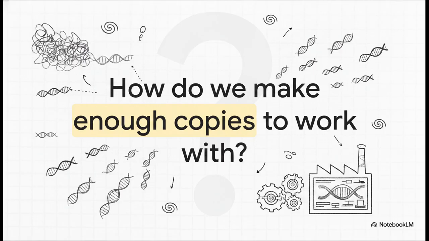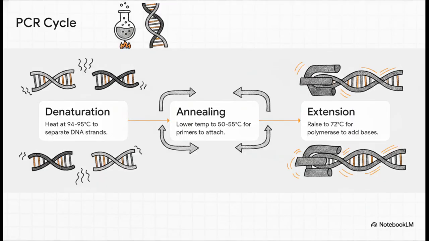So how in the world do we manufacture enough of this blueprint to actually build our factory? Enter the biological photocopier, PCR, or polymerase chain reaction. It's basically an incredibly precise cycle of temperature changes. First, denaturation hits around 95 degrees Celsius, melting the double-stranded DNA into 2 single strands.